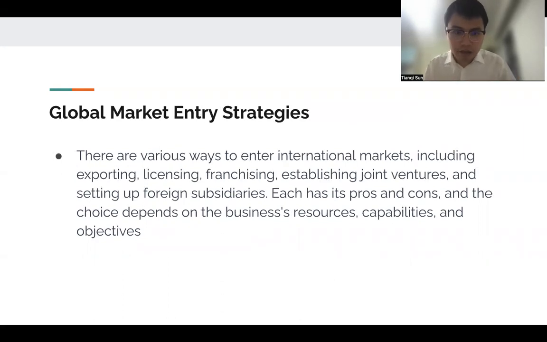And global market entry strategies come in various ways, including exporting, licensing, franchising, establishing joint ventures, and setting up foreign subsidiaries. Each has its pros and cons, and the choice depends on the business's resources, capabilities, and objectives. Exporting is quite easy to understand. For example, China produces a lot of consumer goods, so they export them to the United States.